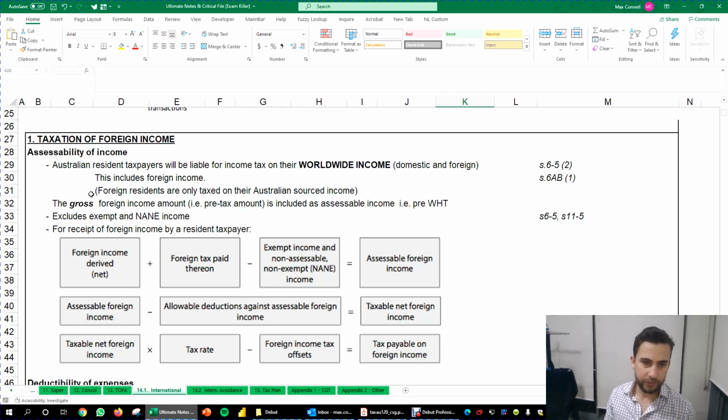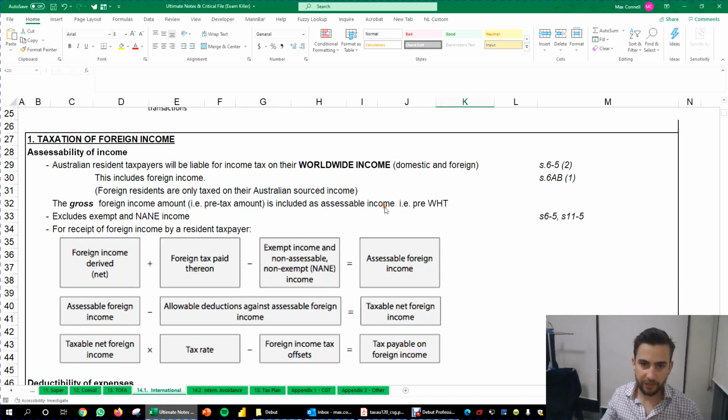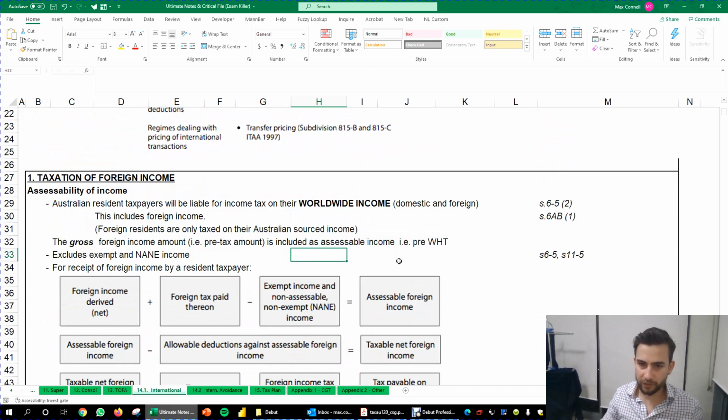Okay, so the first rule is the gross foreign income amount is included as assessable income, i.e. pre-withholding tax. We'll get to this in a second, but basically the first step is to record your gross income pre-withholding tax. So for example, you earn a dividend income in the United States, you're going to record your dividend income. Let's say the United States government withholds $1,000 in withholding tax. The first step is just to include the dividend amount, okay?